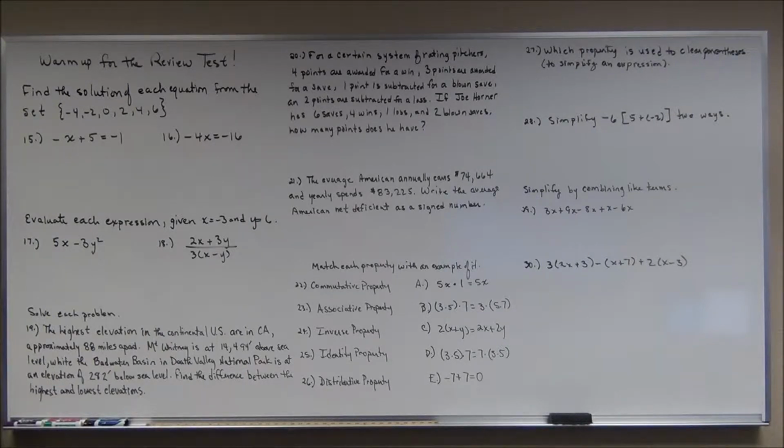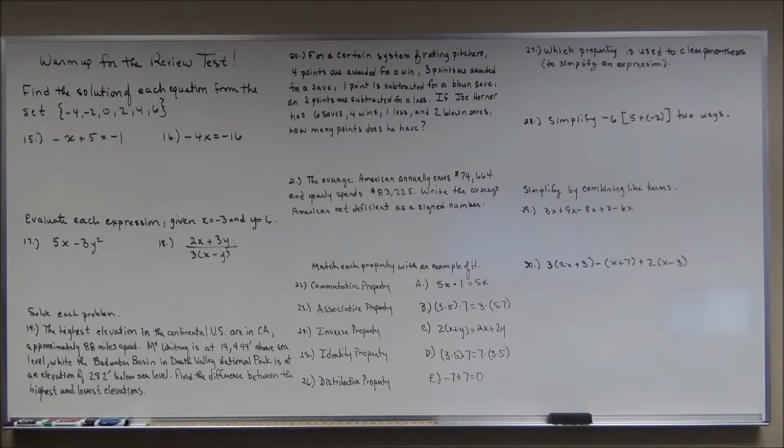Okay, let's finish our review for the review test by looking at these problems. It says find the solution of each equation from the set -4, -2, 0, 2, 4, and 6. Those of you that remember from your Algebra 1 and Algebra 2 days know that typically when we are solving an equation we don't have a replacement set this small. We usually have the set of all real numbers that it's defined for. But in this case I have these 6 numbers and I can pick my answers only from these 6 numbers.